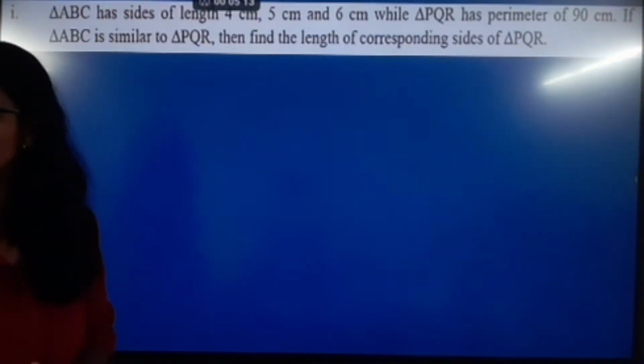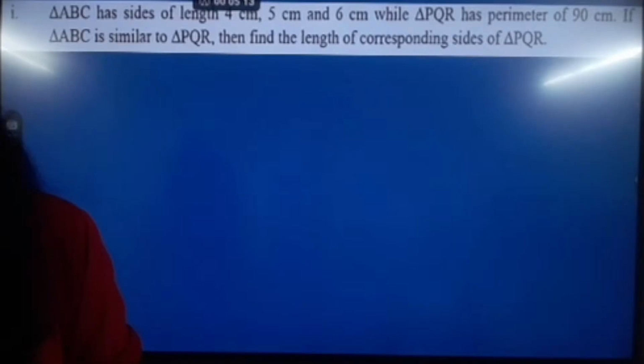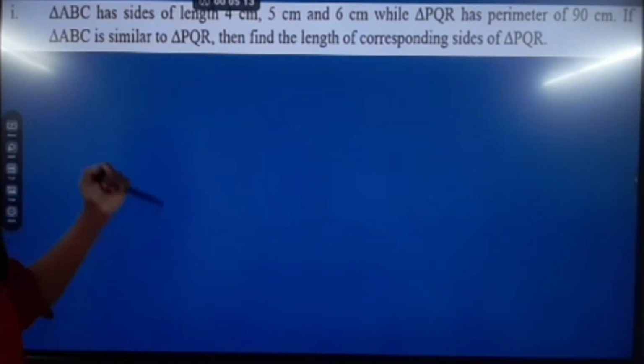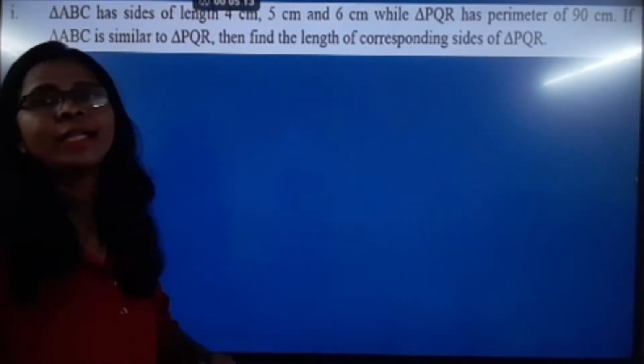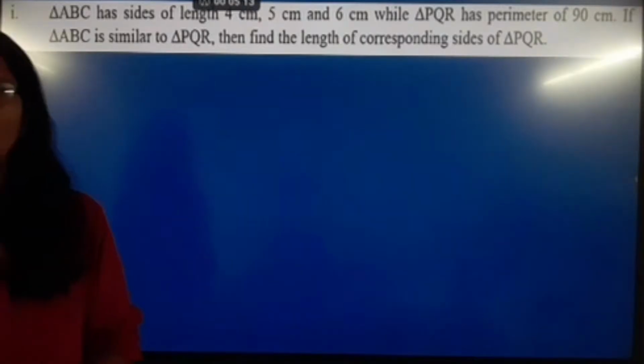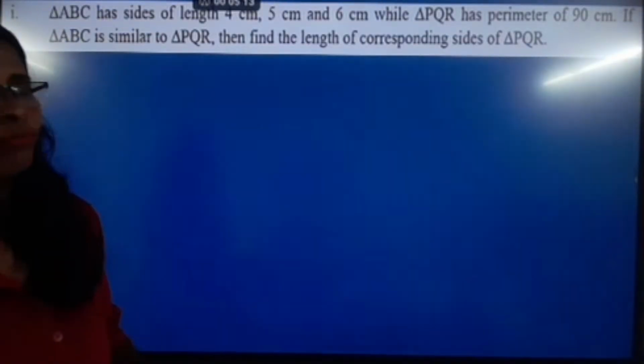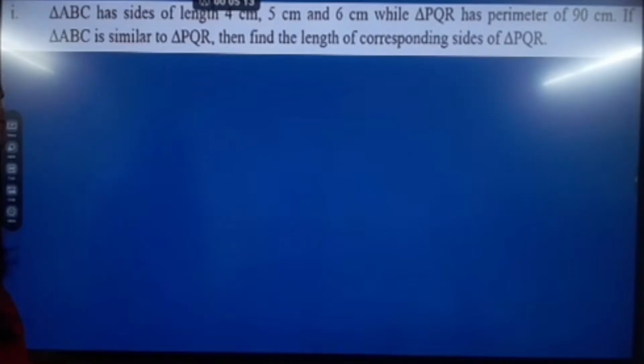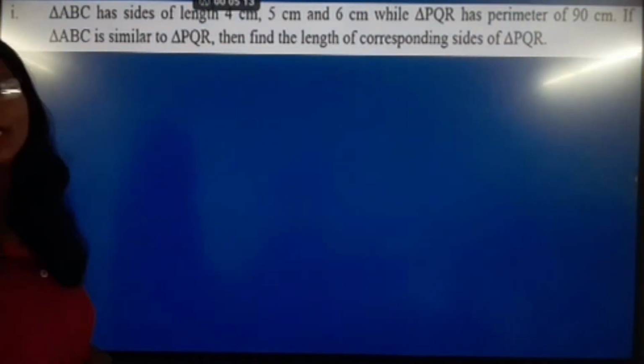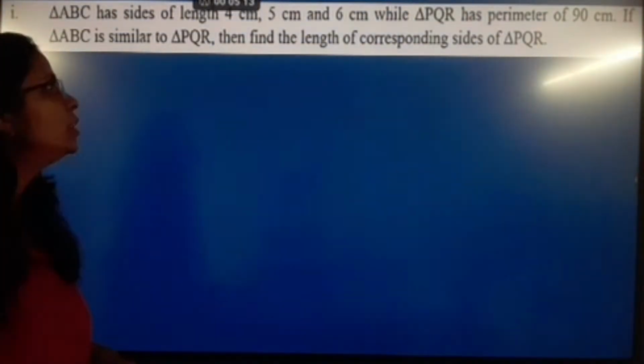Yes, students. So here, students, we have to find out the length of the corresponding sides of triangle PQR. Okay, length of the corresponding sides of triangle PQR. So first we write down as per the given information here, students, as per the given information.